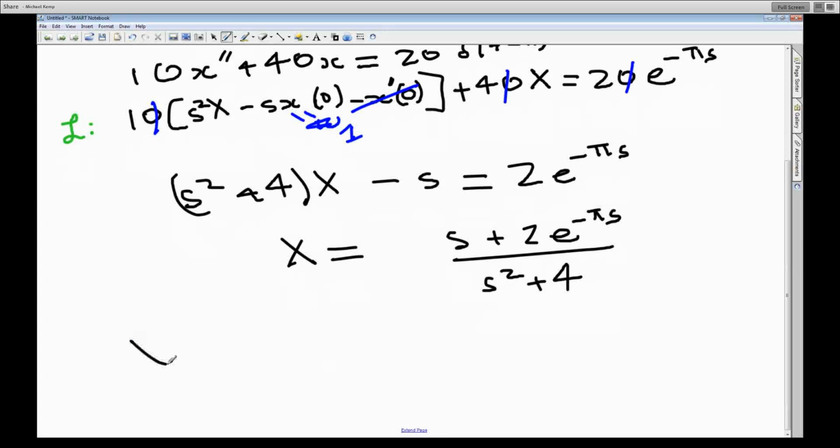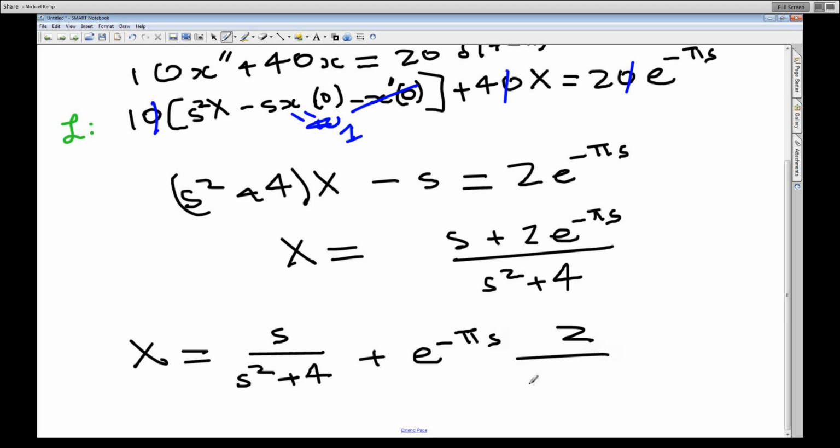In order to solve it, I want to split it up. So I've got s on s squared plus 4 here, plus e to the minus pi s times 2 on s squared plus 4. And I want to take the inverse Laplace transforms of both sides, really.